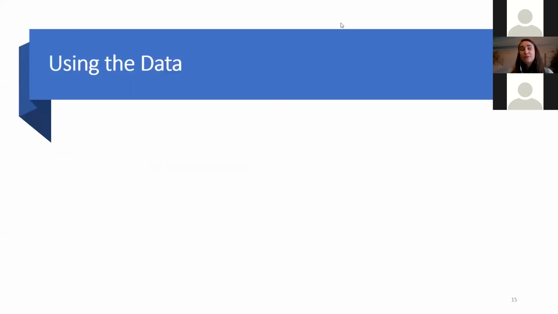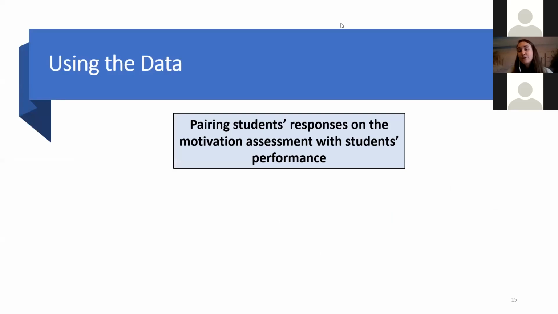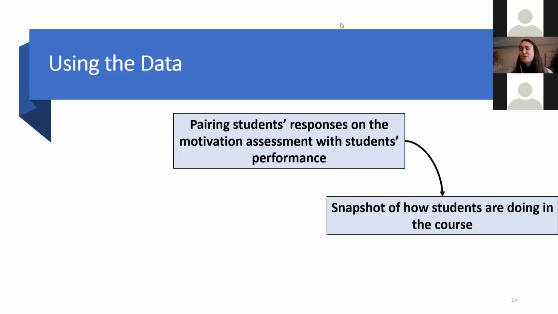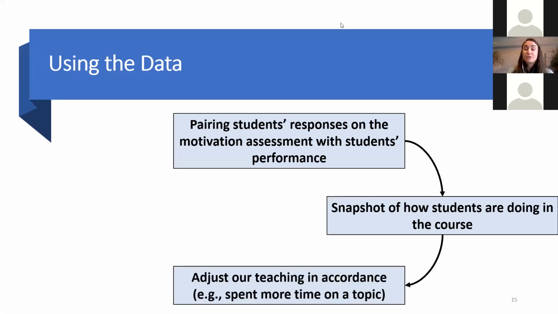By using the data from the motivation assessment and pairing that with the students' performance, that gave us a snapshot of how our students were doing in the course, which in turn allowed us to adjust our teaching accordingly. For example, when we administered the second motivation questionnaire during the 6th week of the class, we noticed a dip in motivation, which was shown in an increase in students' reported level of cost. And when we paired that with the dip in students' performance on our weekly homework, we realized that maybe the material that was covered in week 6 needed to be revisited.